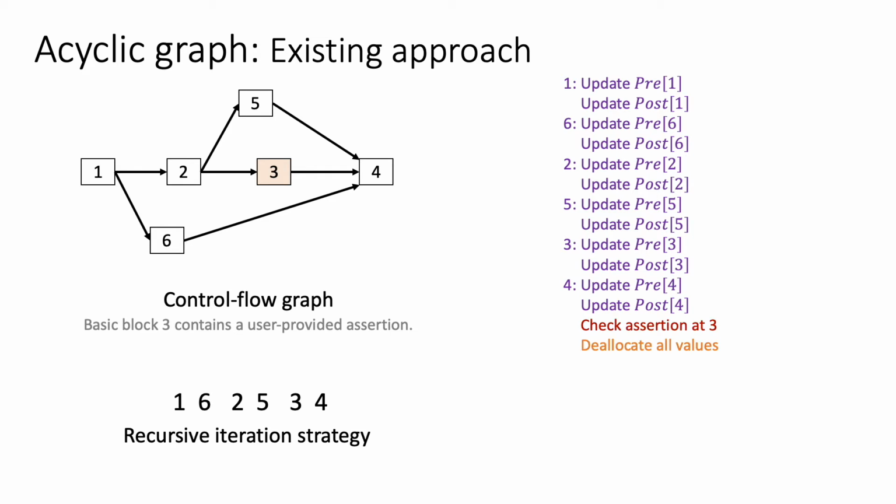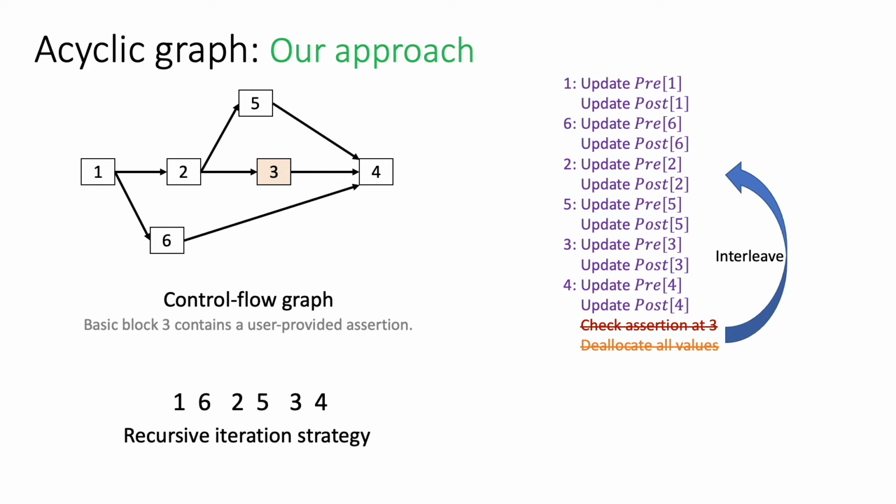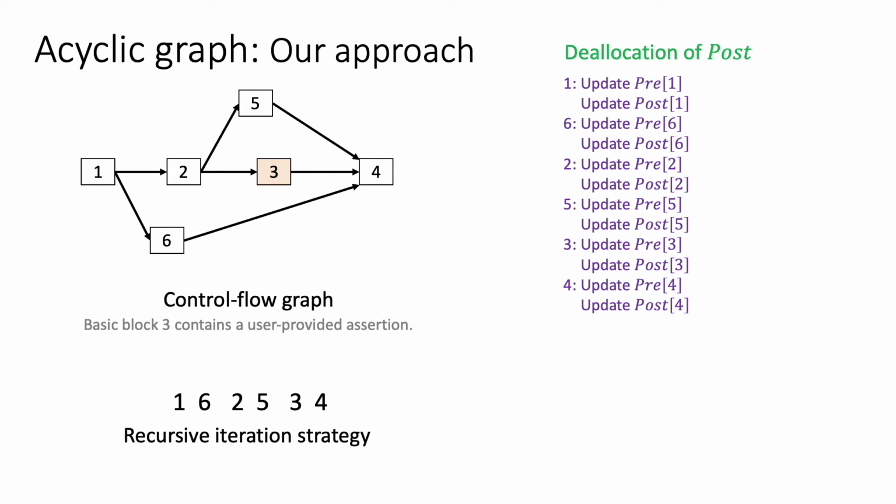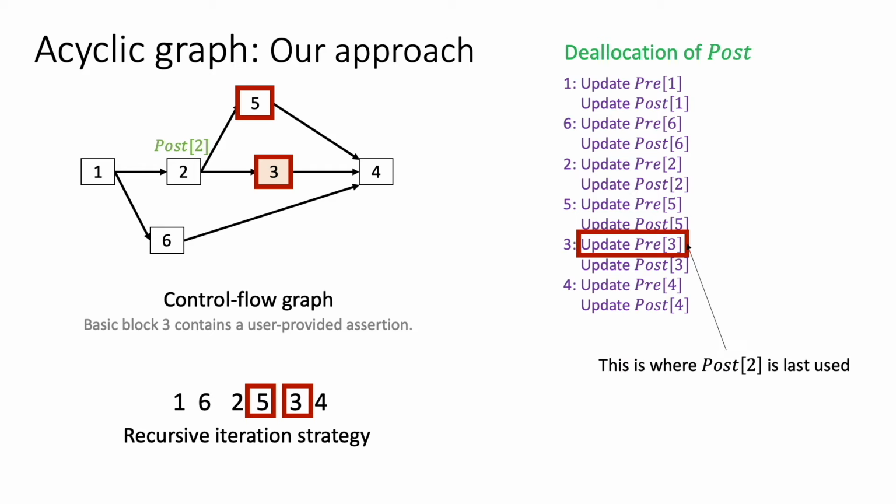In the existing approach, the evaluation of the assertion checks and the deallocation of the abstract values are performed after the fixed point computation is finished. In our approach, we interleave them with the fixed point computation. To give you an example for determining the deallocation point for post value, consider post 2. It has successors 3 and 5, and 3 is visited later than 5. Therefore, update pre-3 is where the post 2 is last used. And our approach can deallocate post 2 after that instruction.